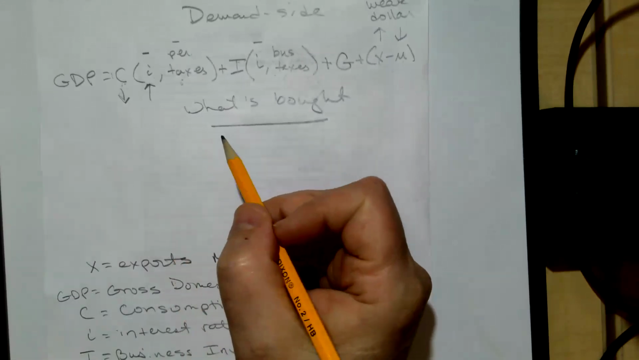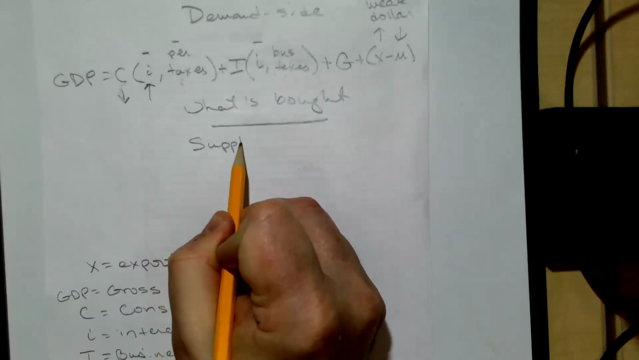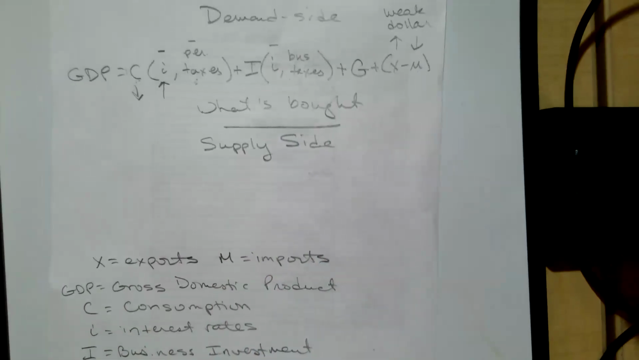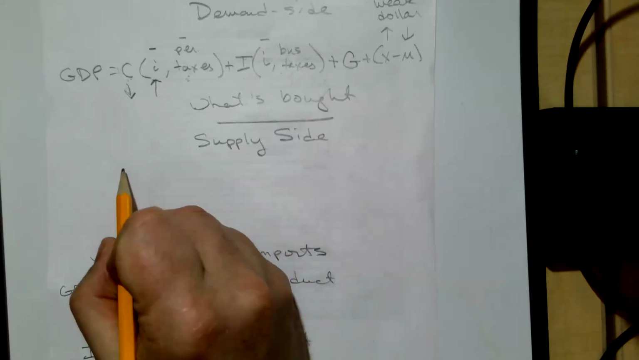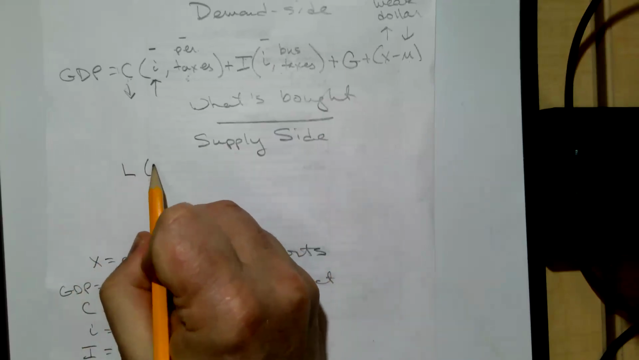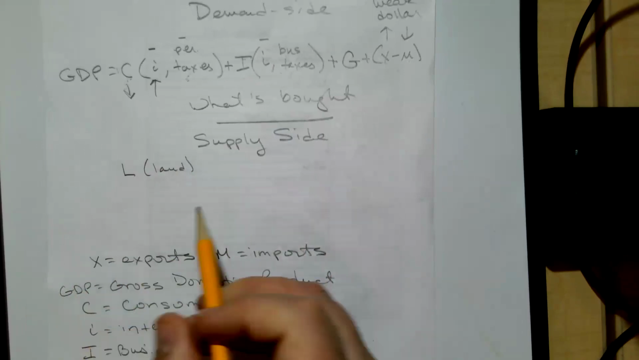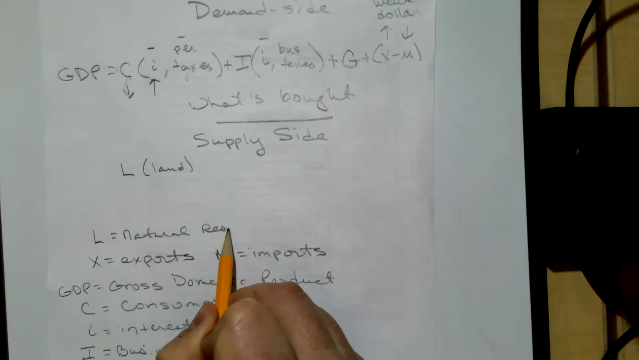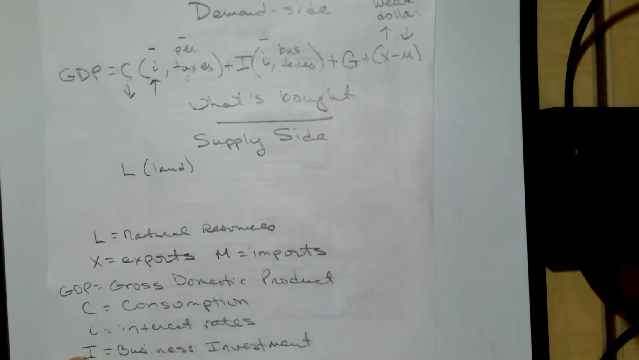And so the other side is the supply side. The supply side is what's going to be introduced in chapter 2 in greater detail. What's needed to make anything? What do you need to make stuff or to provide us resources? So the first one is L, which is land. L is natural resources. I'm going to do this L1 because there's going to be another L.